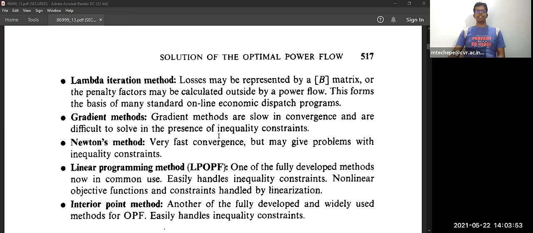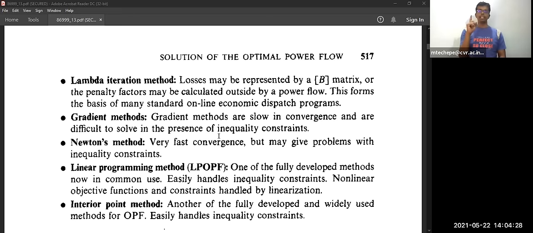The next solution technique is the gradient method. Gradient methods are slow in convergence and are difficult to use in the presence of inequality constraints. Inequality constraints are very difficult to solve. Equality constraints are very easy to solve, even 3 or 4 equality constraints. While solving the problem, you can easily incorporate them. You can frame one equation and solve the problem. You can get the solution.